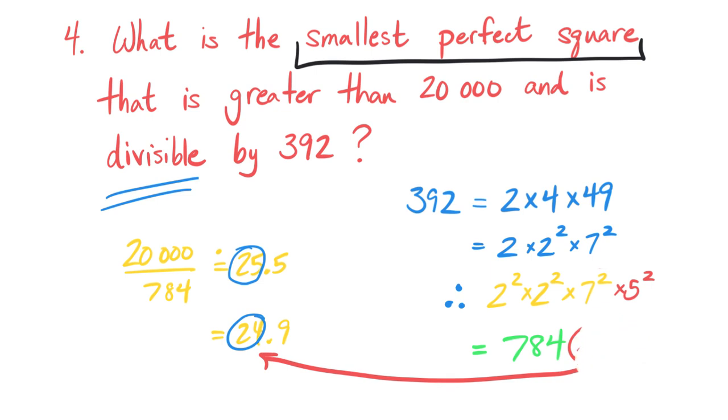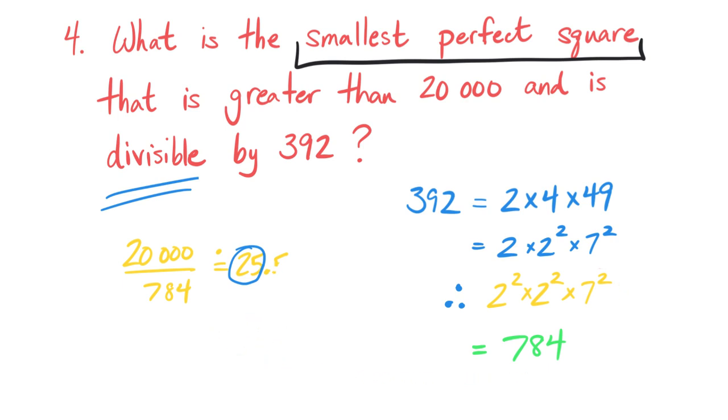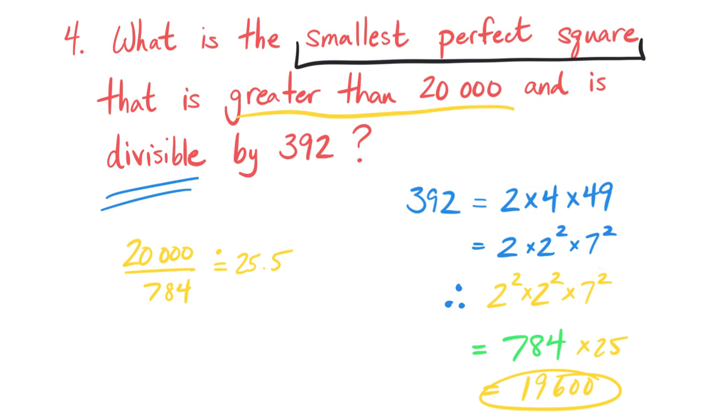But when I made the calculation of 20,000 divided by 784, I got 25 point something. I'm just going to put that 25.5 back in there. So if I just multiplied by 25, and just to have the discussion so you can see, that gives me 19,600. That is a perfect square. The square root of 19,600 is exactly 140. But my problem is 19,600 is not greater than 20,000.